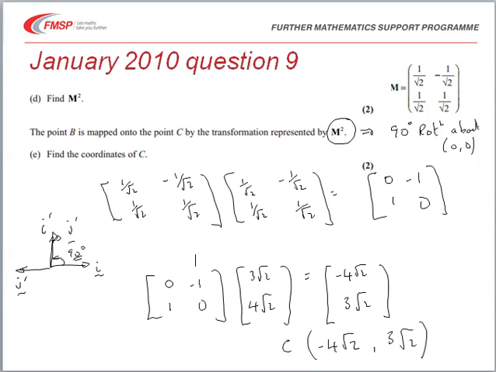The mark allocations: there are 2 marks for finding M squared by whichever method, so an M1 and A1 mark, and then 2 marks for completing the multiplication, so a method mark and then an A1 mark for giving the coordinates.